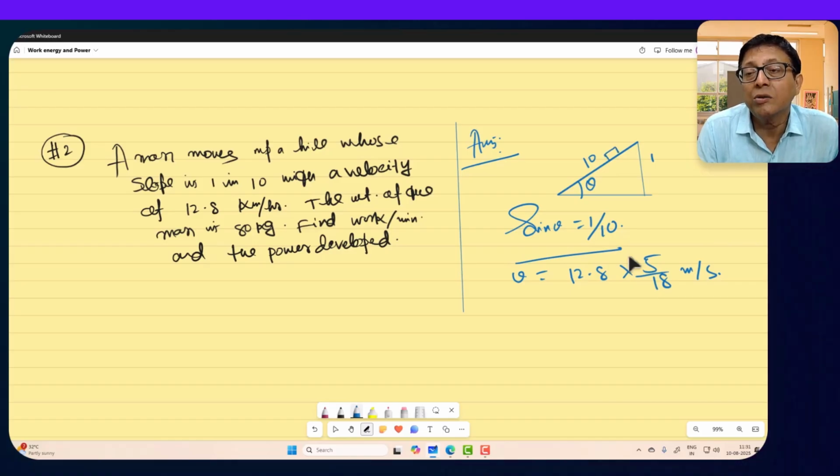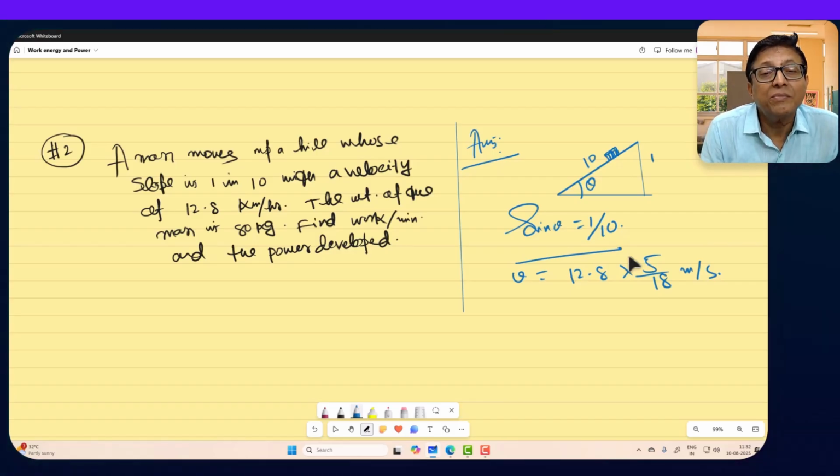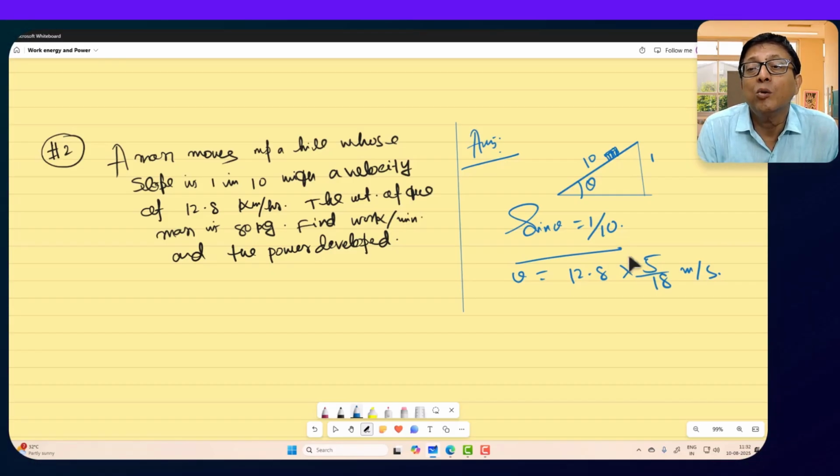So for the man whose weight is 80 kg, he himself is working, no external agent. Man is the external agent only. Man is doing work with the force; this is not work done by gravity, it is work done by man.